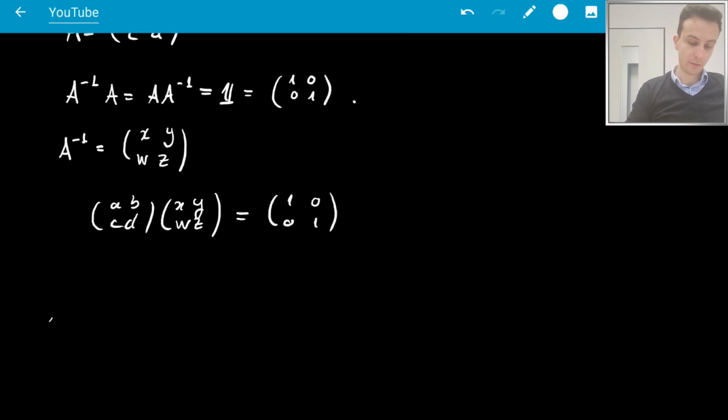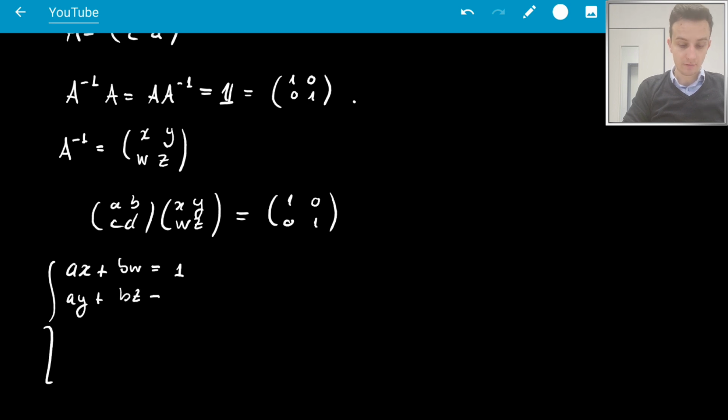Well, this is just going to be a system of equations. So we're going to get ax plus bw equals 1. Then ay plus bz equals 0. Then cx plus dy equals 0. Cx, no, not y. Cx plus dw equals 0. And cy plus dz equals 1.